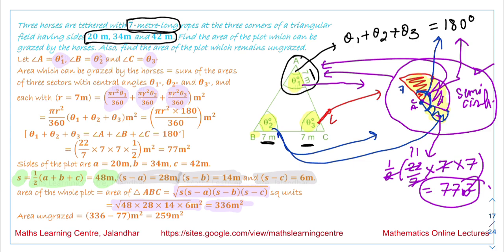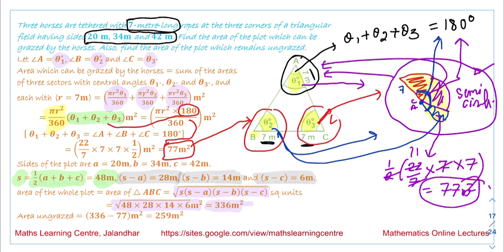Now we take pi r square over 360 common from all these values, and what we are left with is theta 1 plus theta 2 plus theta 3, and the value of theta 1 plus theta 2 plus theta 3 is equal to 180 degrees. On substituting this value, we get the answer 77 meter square. This is the combined area of these 3 sectors.